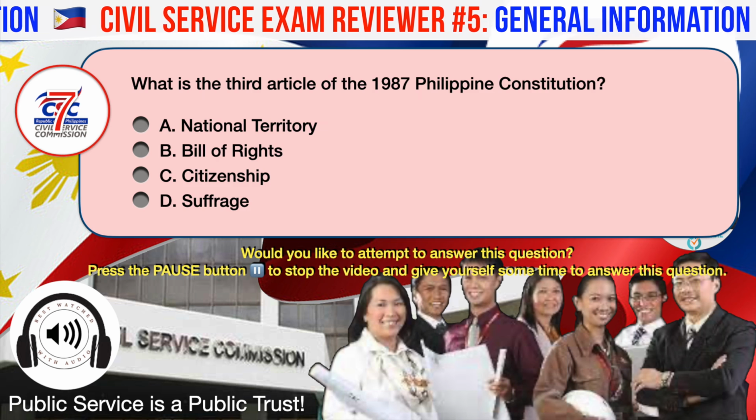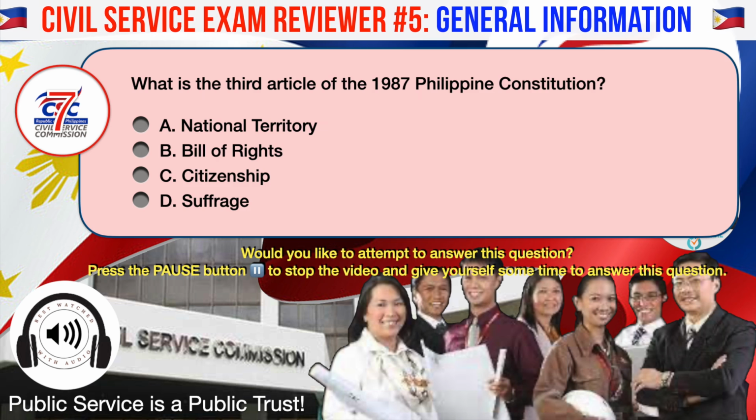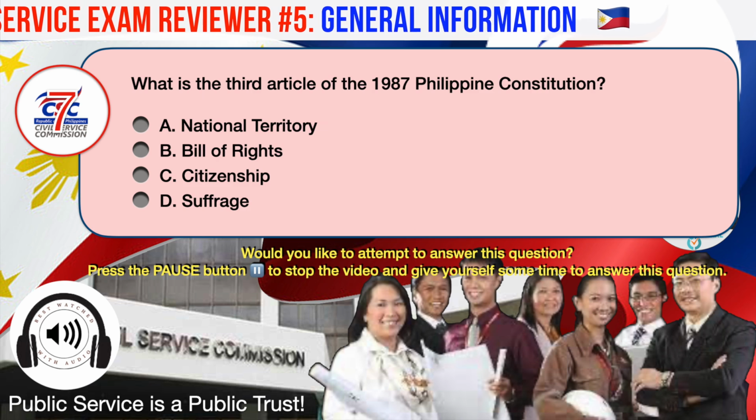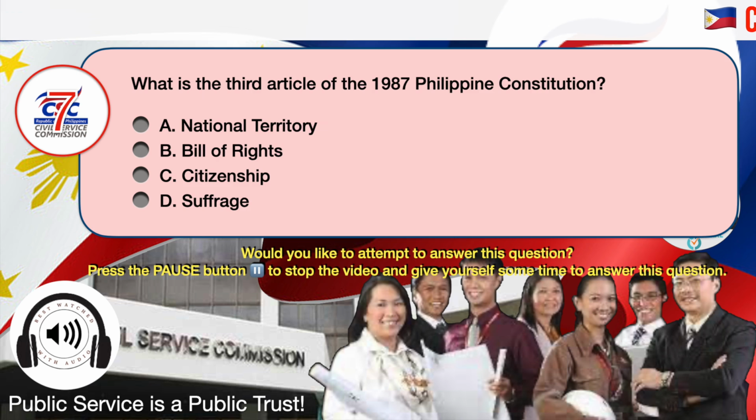Question number 7. What is the third article of the 1987 Philippine Constitution? A. National territory. B. Bill of Rights. C. Citizenship. D. Suffrage. The correct answer is B.